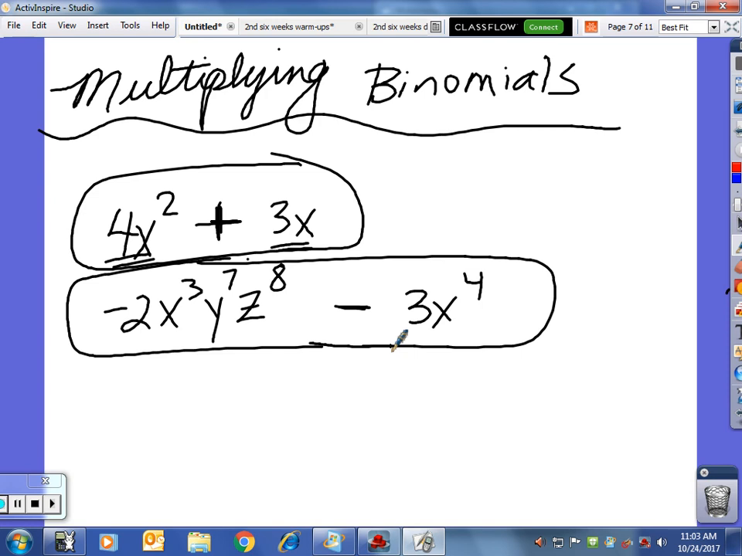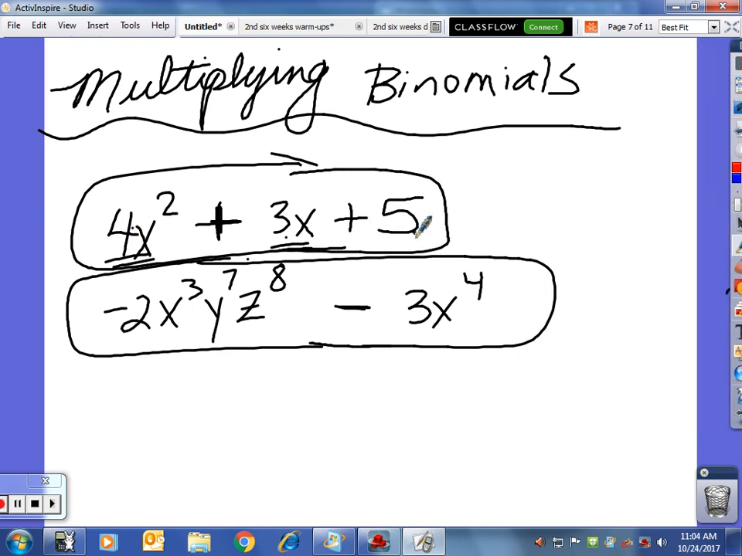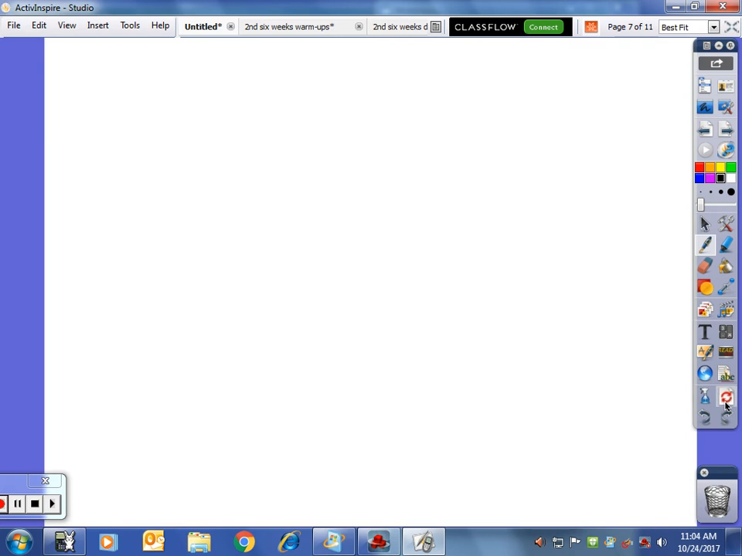So how do you know if it's a binomial? Well, it's got a plus or a minus in between. Now, if I want to make it a trinomial, then I add another term. That's a trinomial. It's got 1, 2, 3 terms. And anything more than that, we just call it a polynomial. Poly means many.